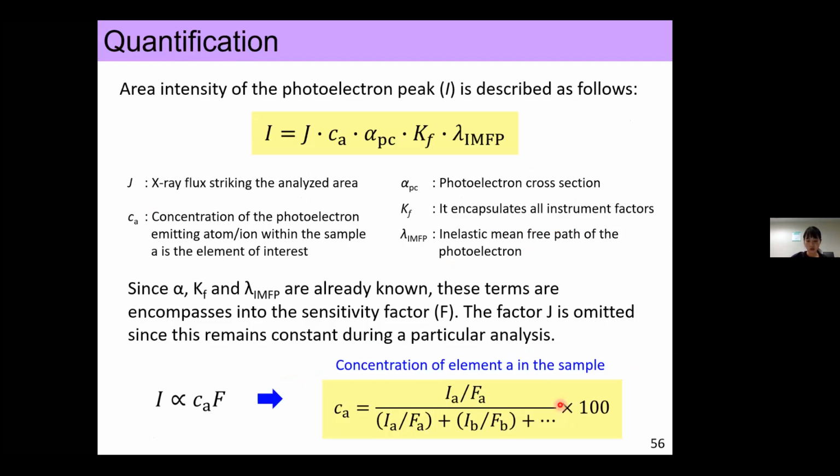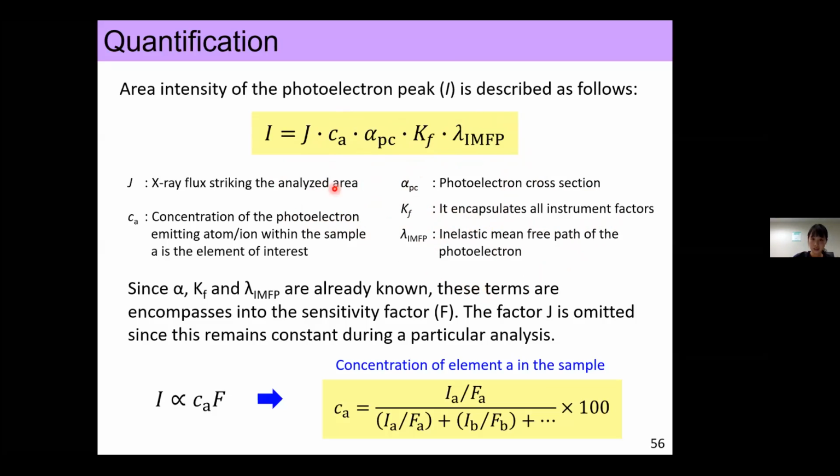The third one is quantification. Area intensity of the photoelectron peak is described by this equation. So here, J is the X-ray flux striking the analyzed area. Ca is the concentration of the photoelectron emitting atom or ion within the sample. Alpha Pc is the photoelectron cross-section. Kf encapsulates all instrument factors. And lambda IMFP is the inelastic mean-free path of the photoelectrons.